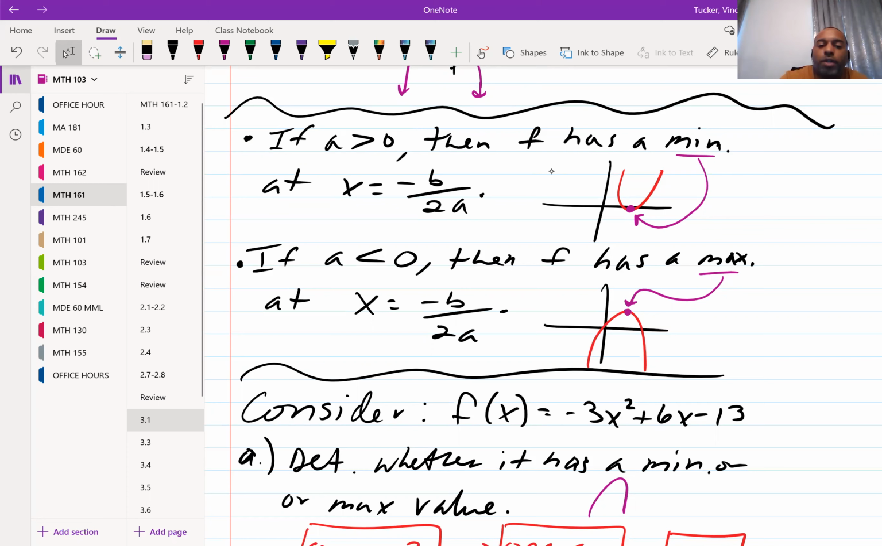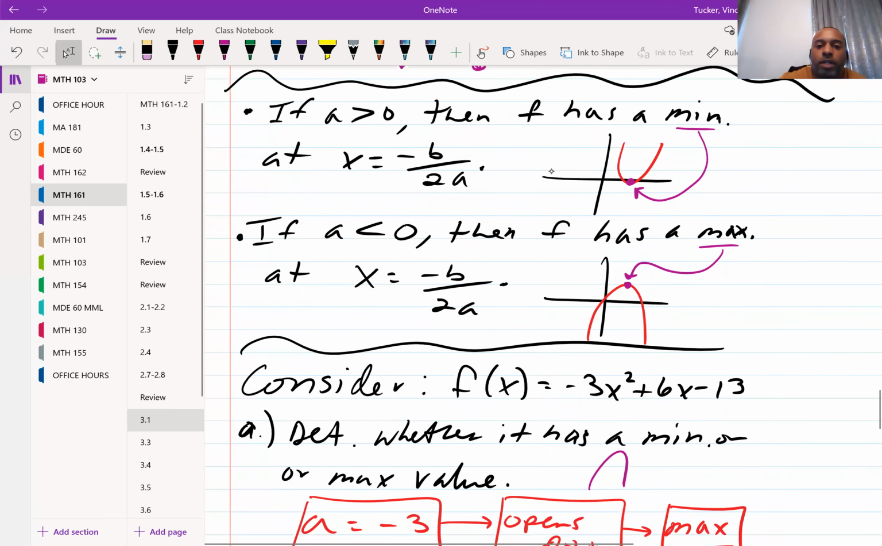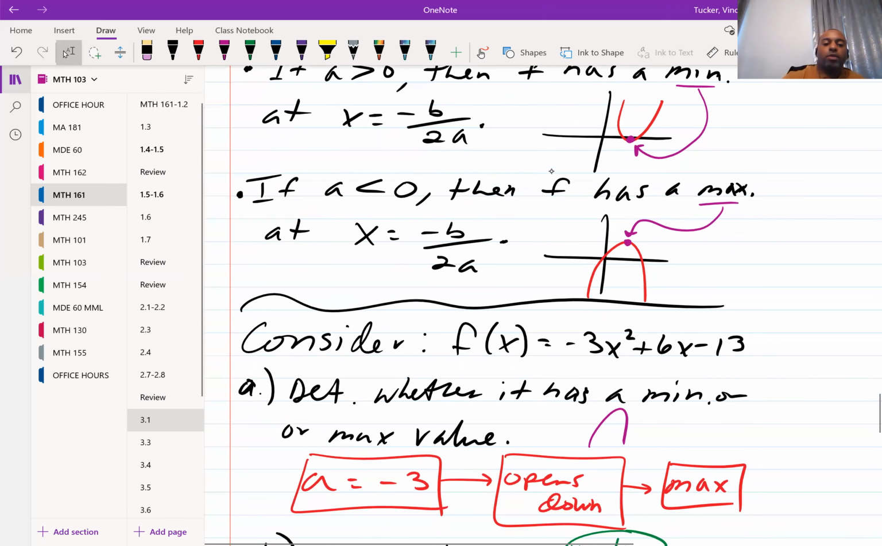All right, so here we have f of x is equal to negative 3x squared plus 6x minus 13. It asks us to determine whether it has a minimum or maximum value. Scroll up, you okay with that? So the first one, it opens down because A is equal to -3. That means we have a maximum value, a peak.